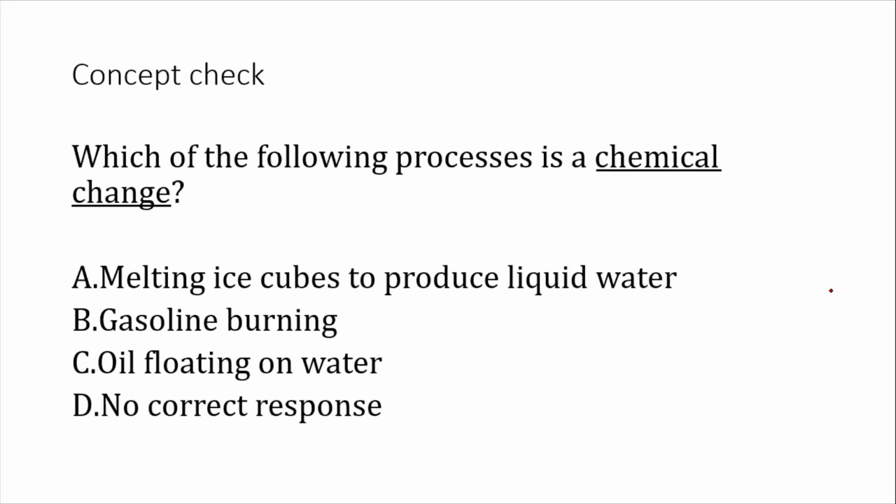Another one, which of the following processes is a chemical change? Melting ice cubes to produce liquid water, gasoline burning, oil floating on water, or no correct response? The correct answer to this one is B, gasoline burning. When you burn a substance, which is called a combustion reaction, you're changing the substance. You're breaking or making chemical bonds to form a new chemical substance at the end of the reaction. So combustion, flammability, burning, those are all key words to kind of think of as examples of chemical changes.